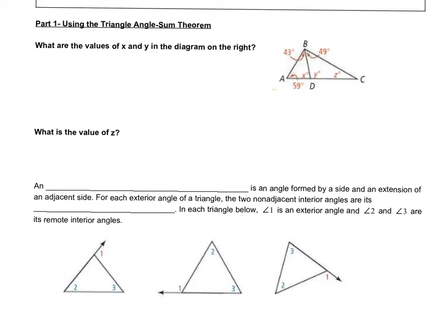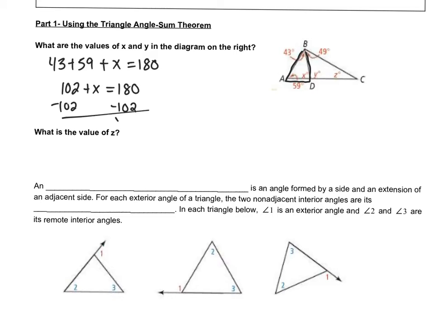First, I'm going to look at triangle ABD. The Triangle Sum Theorem states that the sum of all interior angles in a triangle is 180. So I can add 43 plus 59 plus x and set it equal to 180. 43 plus 59 is 102. To solve for x, subtract 102 from both sides, and x is 78.